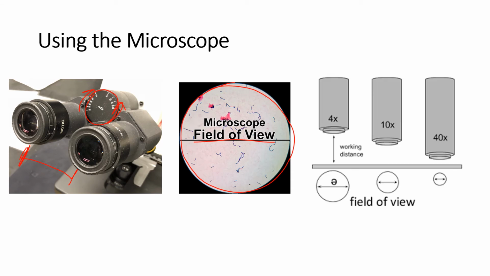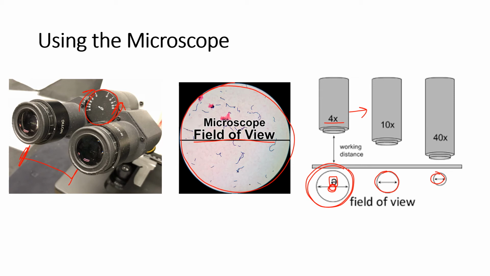Then keep in mind when you're looking at the field of view that at the low magnification, so using the 4 times objective, you are going to have the largest field of view. So the largest field of view, and as you increase magnification, your field of view is going to get smaller and smaller. So whatever object you want to look at, you want to make sure it is centered.